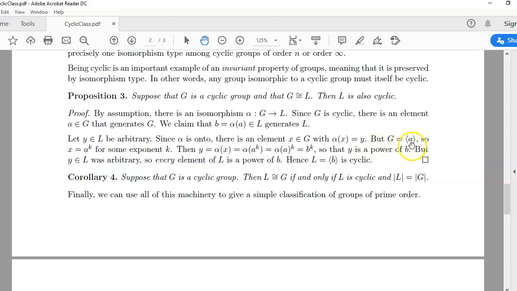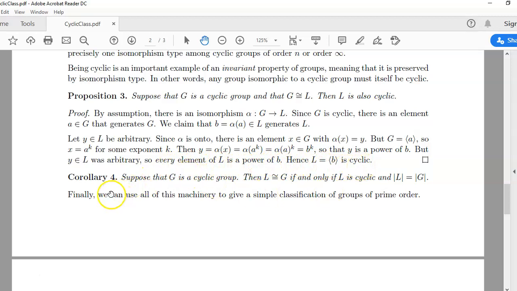But G is cyclic, generated by A, so everybody in G, namely x itself, must be expressible as a power of A. So x is writable as A to the k for some power k. Now just do the math and use the fact that alpha is a homomorphism. Y is alpha of x, but x is A to the k, so that's alpha of A to the k. That's alpha of A to the k because alpha is a homomorphism, but alpha of A is B, so that's B to the k. So y is B to the k. So every element of L is a power of B. That means that L is generated by B, so it must be cyclic. And that's the proof.